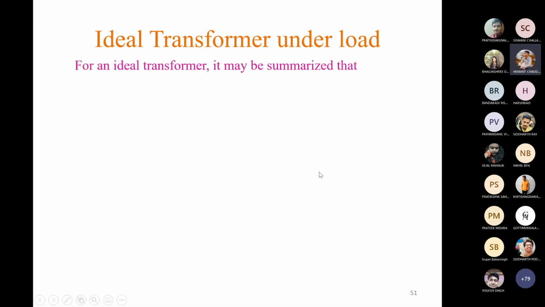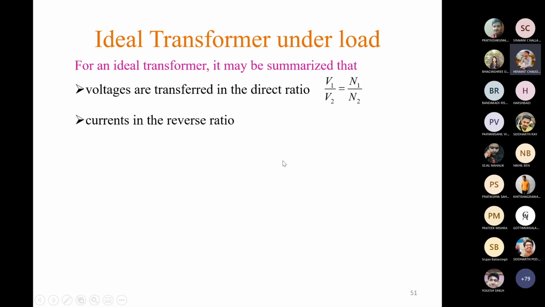Okay, let us summarize what we have learnt till now. Voltages are transferred in the direct ratio, that means from one side to other. If we transfer or refer any voltage, then we have to use the direct ratio, that is V1 by V2 equals N1 by N2. That means V1 is equal to V2 into N1 by N2, which means we are transferring V2 to the primary side. Next, currents in the reverse ratio, as we have seen, I2 by I1 equals N1 by N2.